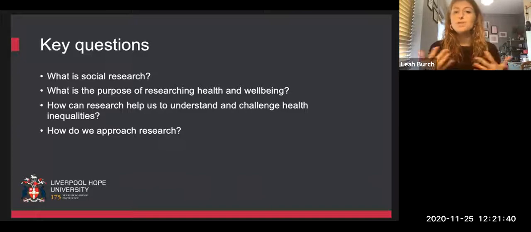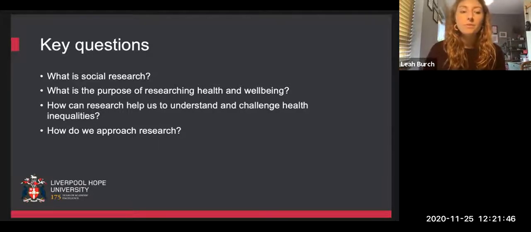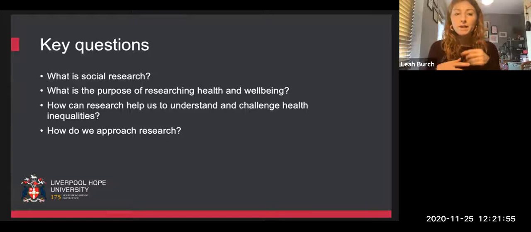So how can it help us to understand health inequalities, and that through that understanding, it can help us to then challenge them? Another key question is actually, how do we approach research? Now, this is something that we're going to be opening up in the first couple of weeks of lectures, in that actually our approach to research is different for everyone.